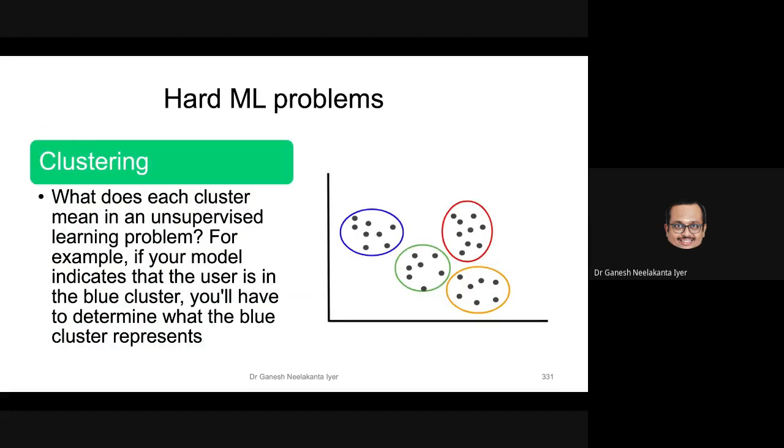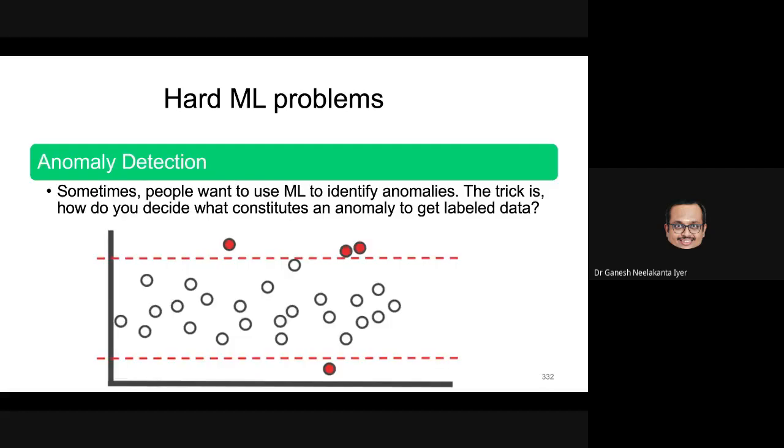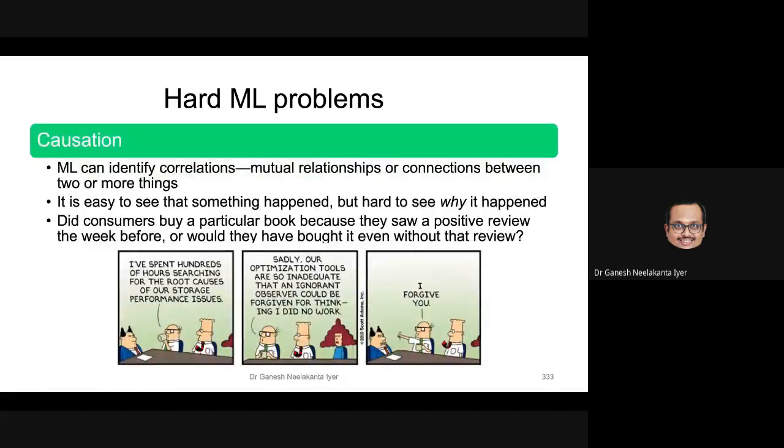Hard machine learning problems: clustering, even though it looks simple, is quite a hard problem. Anomaly detection is also quite hard, because if you take this as a classification problem, the majority of my input data, my historical data, will not be anomalies. Only a few are anomalies. So your input data is really biased. From that, you have to start and then detect anomalies, which is quite tough.